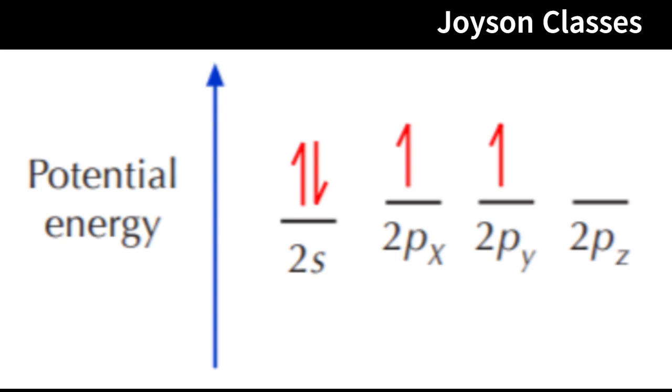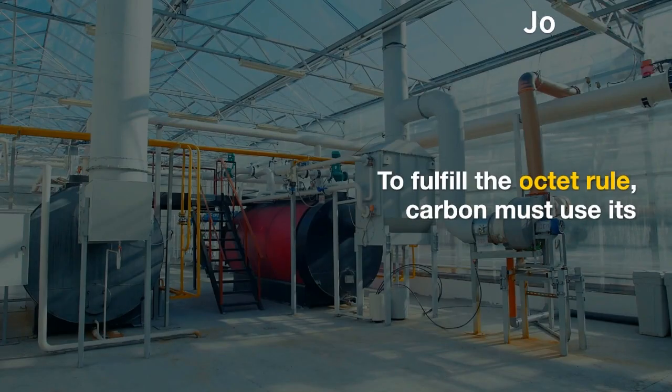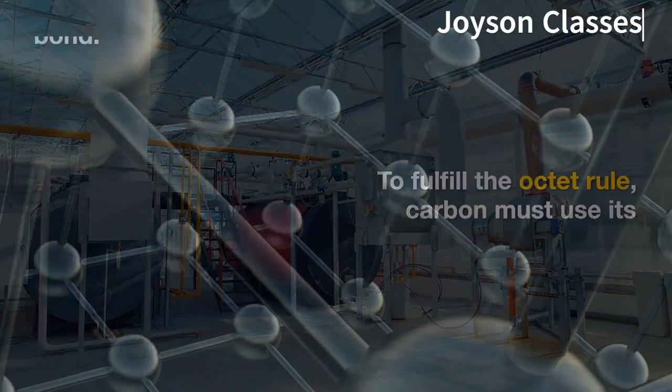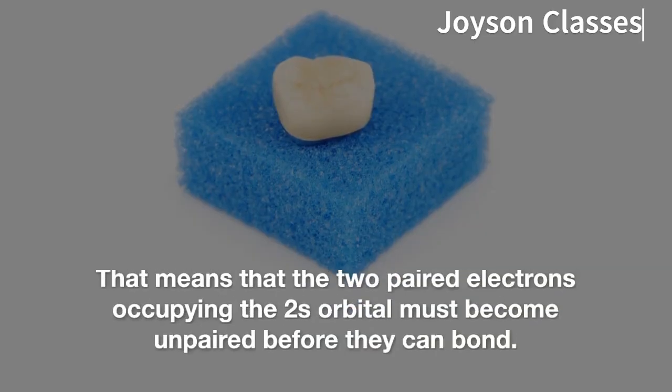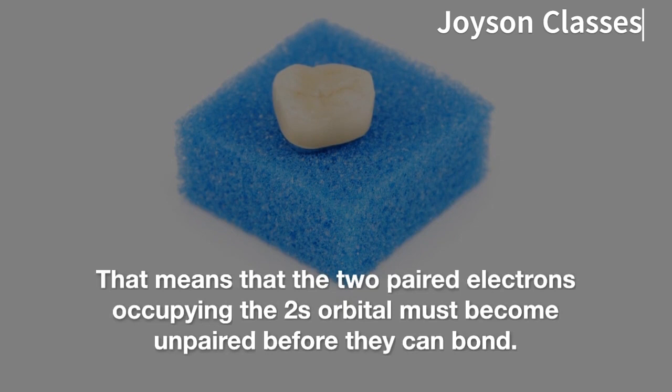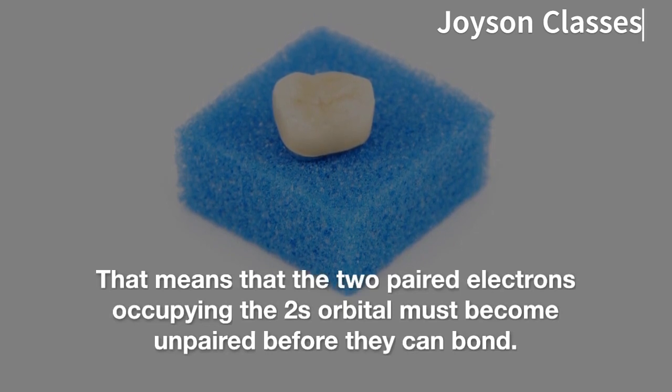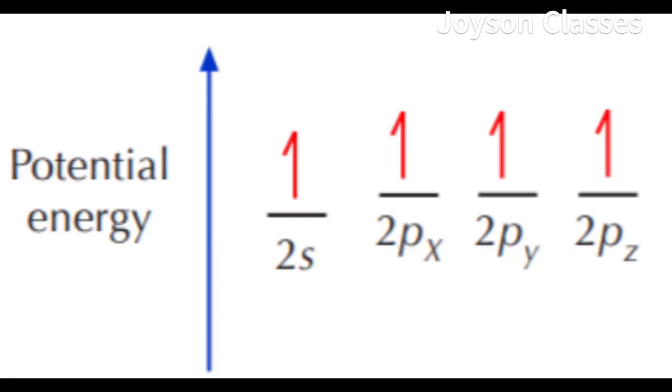To fulfill the octet rule, carbon must use its 4 valence electrons. However, only unpaired electrons can bond. That means that the 2 paired electrons occupying the 2s orbital must become unpaired before they can bond.